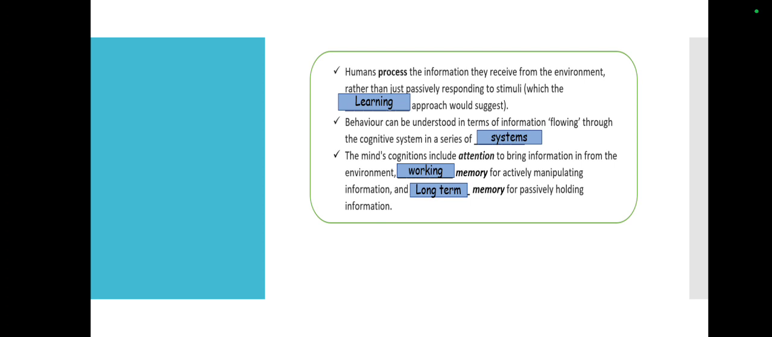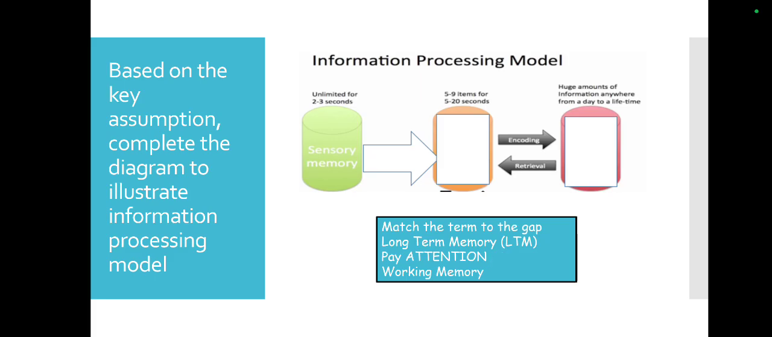So following on from this paragraph outlining the information processing assumption, we also utilise this diagram. It's quite a common diagram which is used to basically illustrate information processing. So based on the paragraph that you've just filled in on page 16, why don't you now have a go at filling in these three terms on my screen into the relevant places.